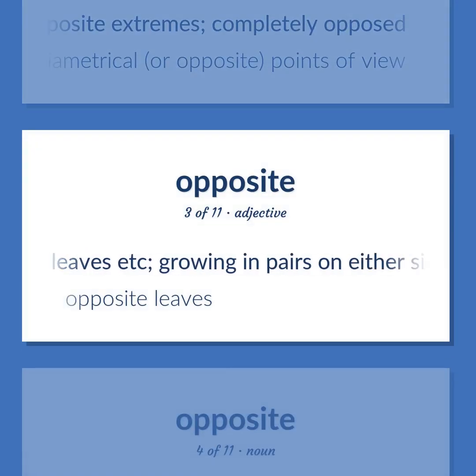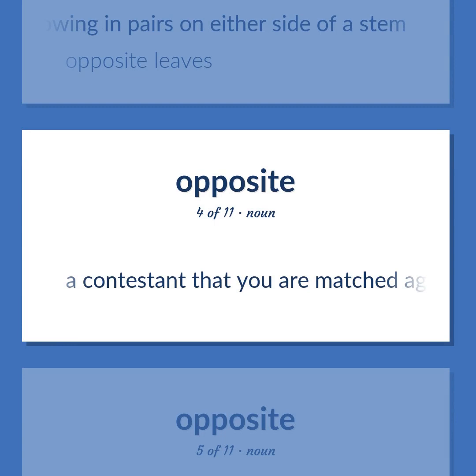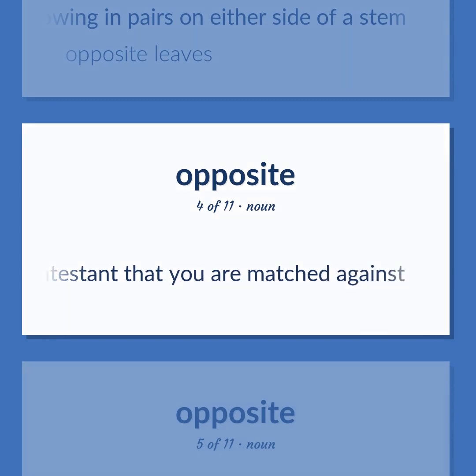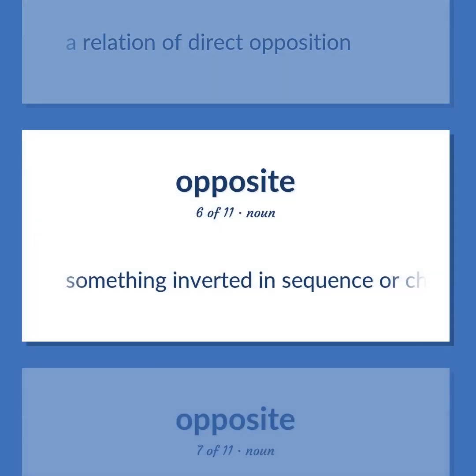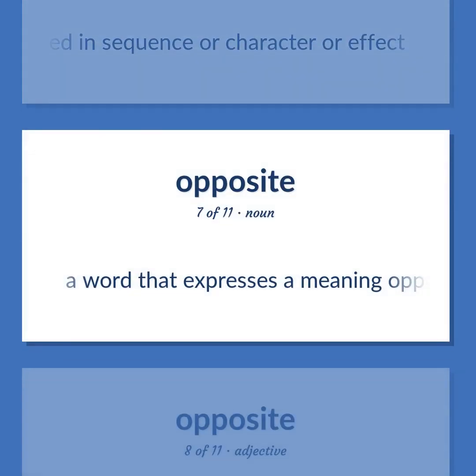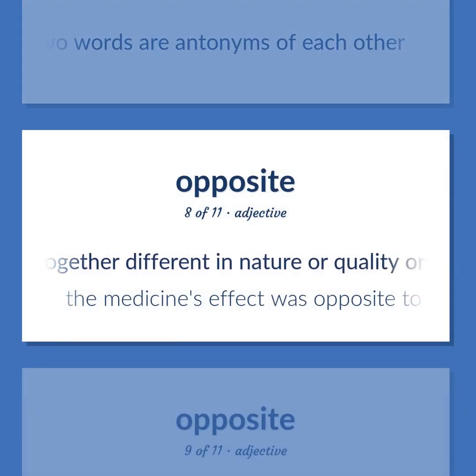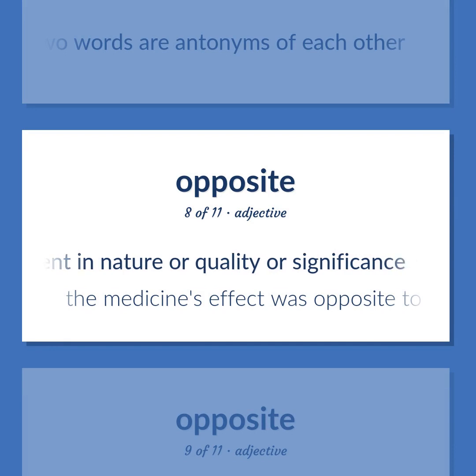Of leaves etc., growing in pairs on either side of a stem. Opposite leaves. A contestant that you are matched against. A relation of direct opposition. Something inverted in sequence or character or effect. A word that expresses a meaning opposed to the meaning of another word, in which case the two words are antonyms of each other. Altogether different in nature or quality or significance. The medicine's effect was opposite to that intended.